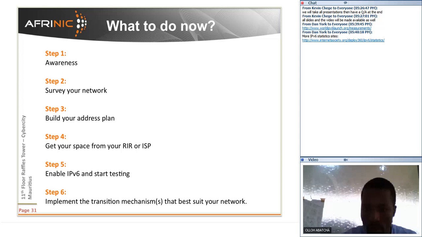Enable IPv6 and start testing. Once you get your space, the easiest thing to do is like a two-command thing on whichever box you're using. You can get IPv6 enabled. You can start advertising it. People can actually start seeing your network. And if you remember the graph that I had yesterday with the ASNs that support IPv6, you become a dot on that. People actually start seeing I can reach that network over IPv6.